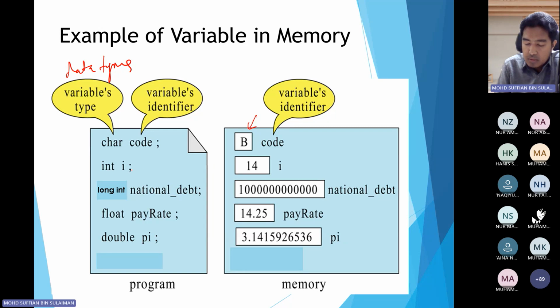All right. And then int i, let's say the value is 14. And then long integer. If you want to use long, you can use it. Usually we just use int. And then the value is so many zeros after one. And then float 14.25, double pi. Okay, all right. So this is a program and this is the memory.